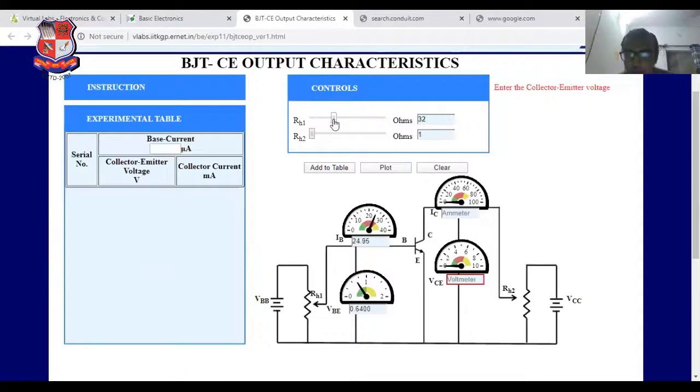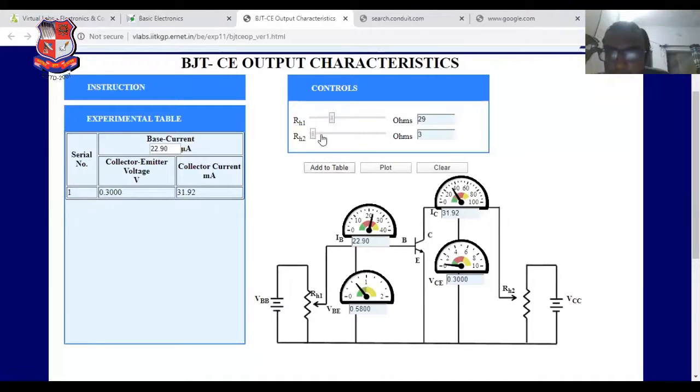Here, add to table. If you want to measure output, then make the input constant. See this, constant 22. Input has to be kept constant. Now see, add to table. See, the starting current is 31. See, 97. See, 109. See, 109 is now considered as a constant current.